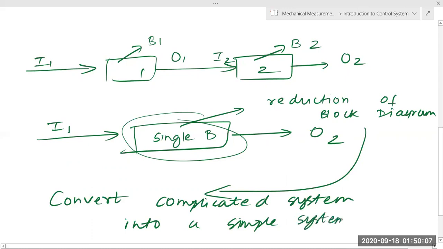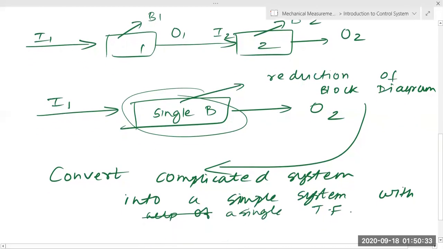It leads to converting a complicated system into a simple system with a single transfer function. This is one of the motivations why we do this kind of block diagram reduction.